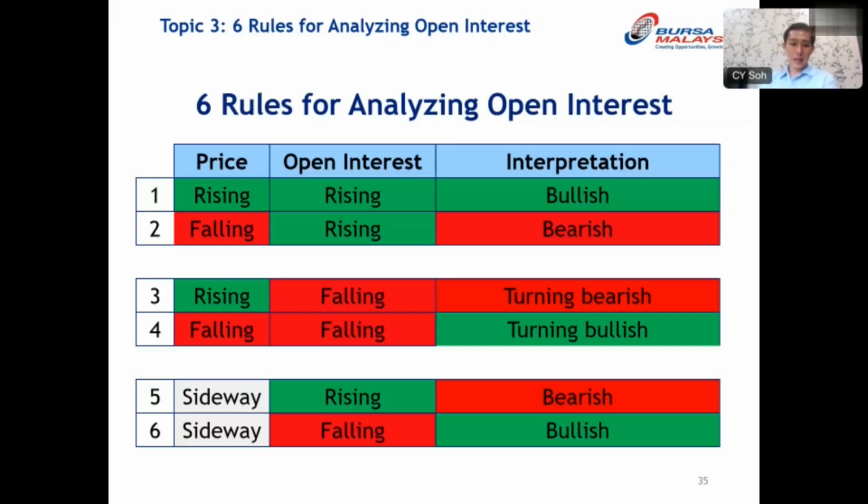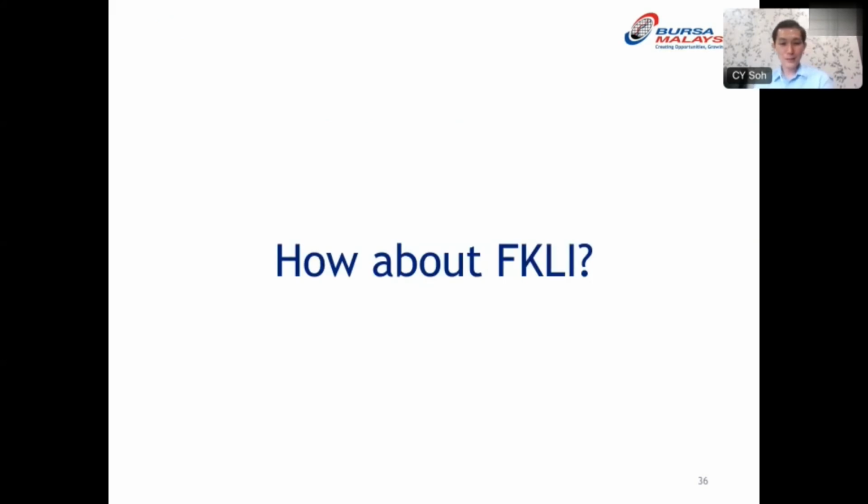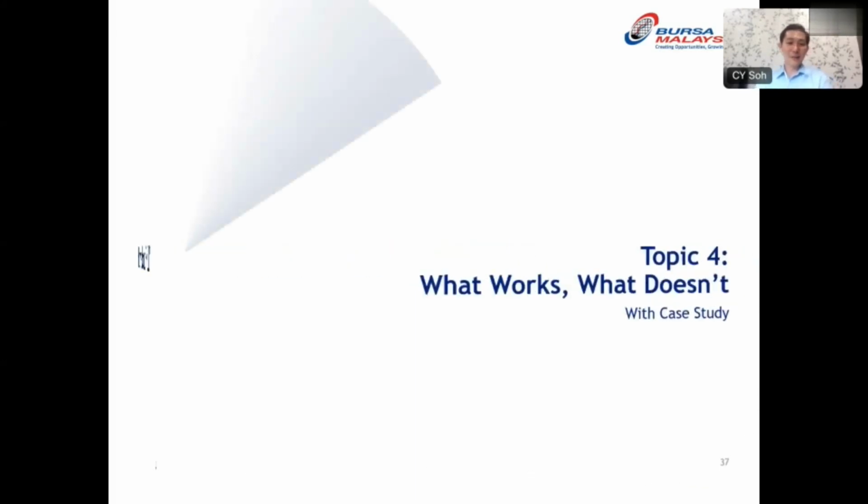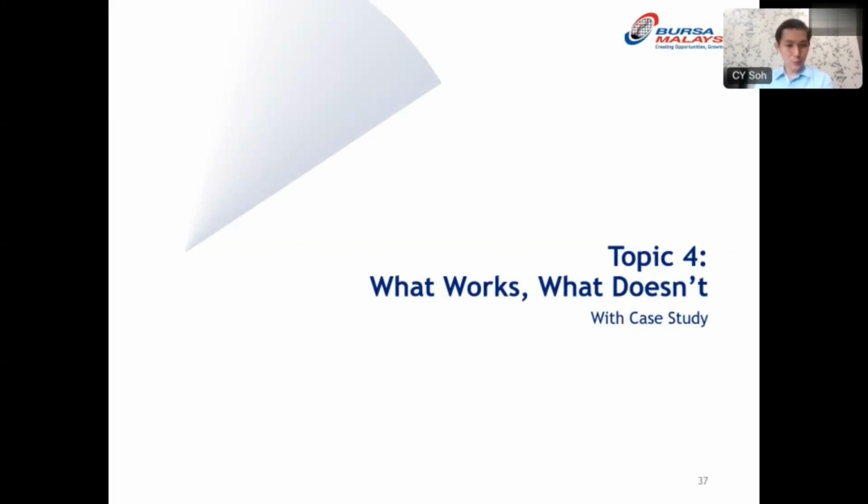So now that I've shared with you the 6 rules for analyzing open interest for the FCPO market, you may be wondering, all of the examples I provided here are only for the FCPO market. How about the FKLI market? Can we actually look at open interest or not? Of course, there's a catch here. Now I'm going to share with you what works and what does not work.